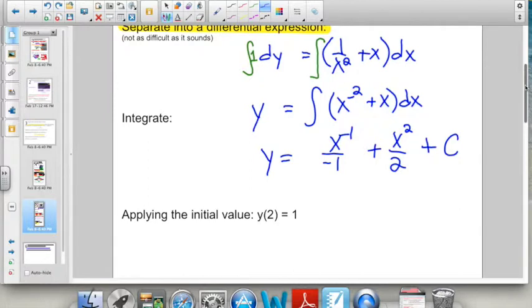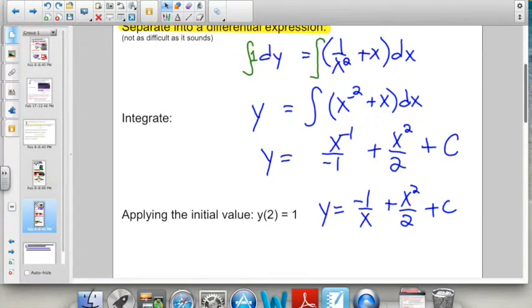Okay, so we have to simplify this a little bit. What's x to the minus 1? 1 over x, right? So we have minus 1 over x. So I'm just going to call it minus 1 over x plus x squared over 2 plus c. But I want to graph the solution. Now this goes back to the last page. I want to graph the solution that goes through that point. What are the coordinates for that point? What's my x coordinate? 2. My x coordinate's 2. What's my y value? 1, right? When x is equal to 2, we plug it in and we get a value of 1.